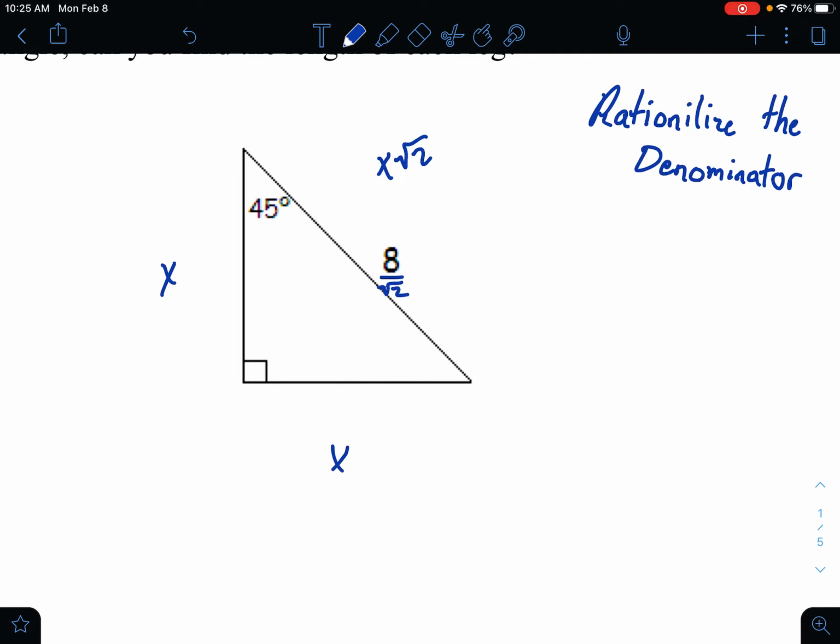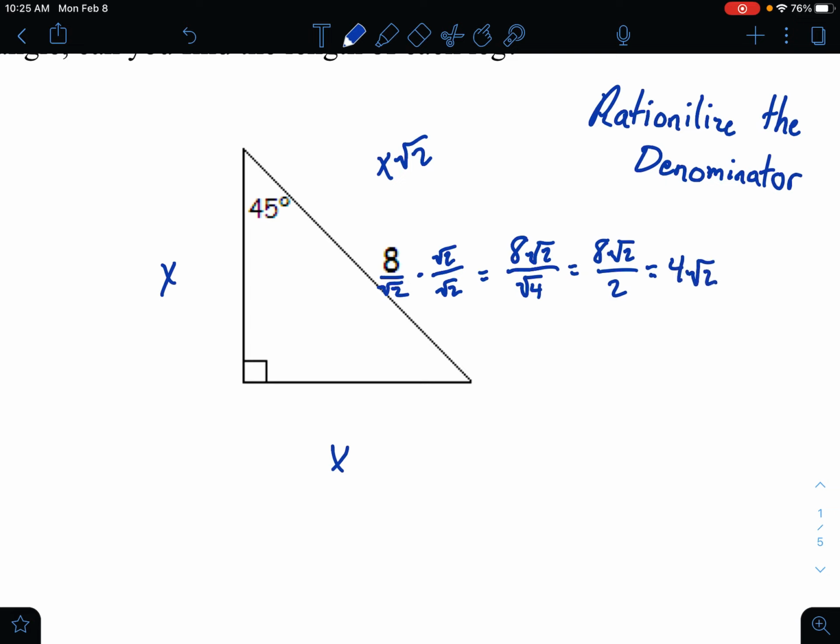Remember, for rationalizing the denominator, you just multiply the top and bottom by whatever that radical is. So in this case, the top just becomes 8 square root 2. The bottom is just square root of 4 now, because 2 times 2 is 4. The square root of 4 is just going to be 2. So 8 square root 2 over 2, and then 8 over 2 simplifies to 4 square root 2.